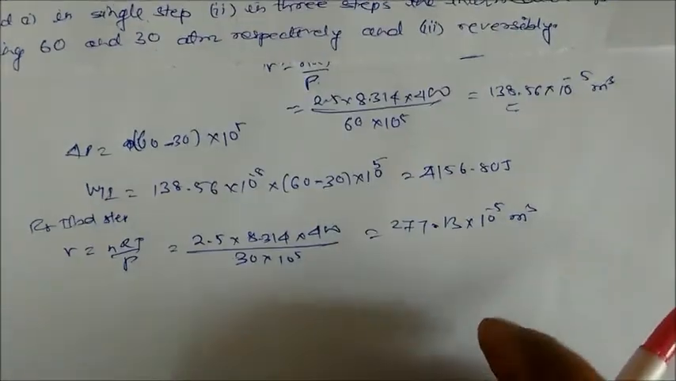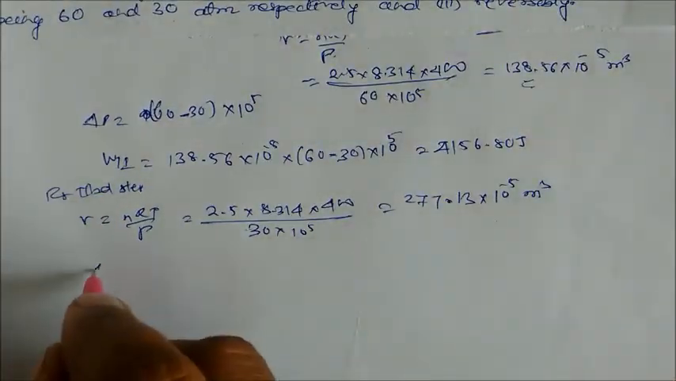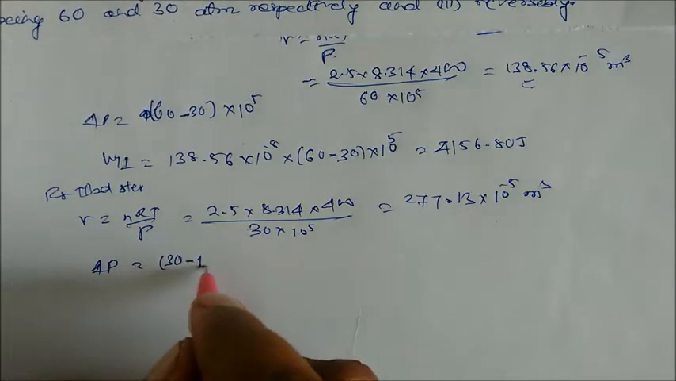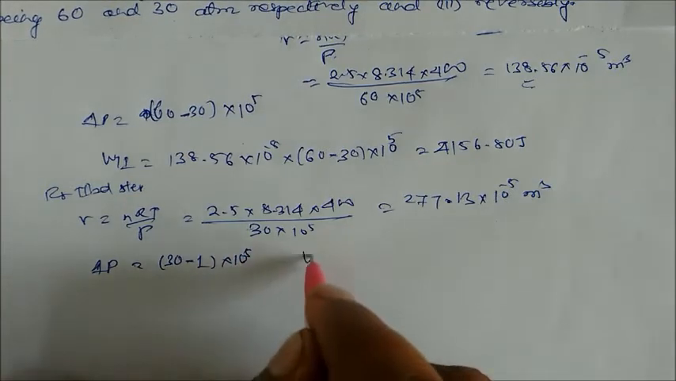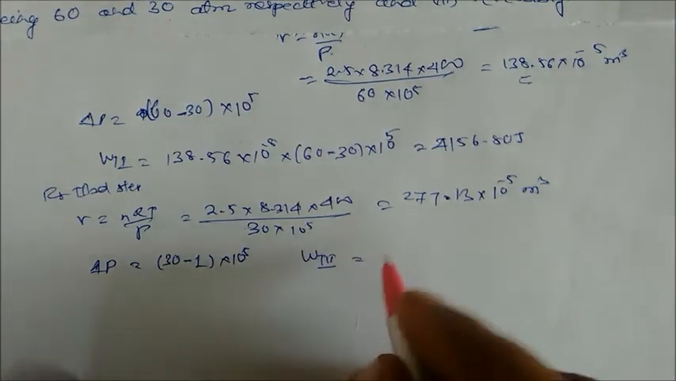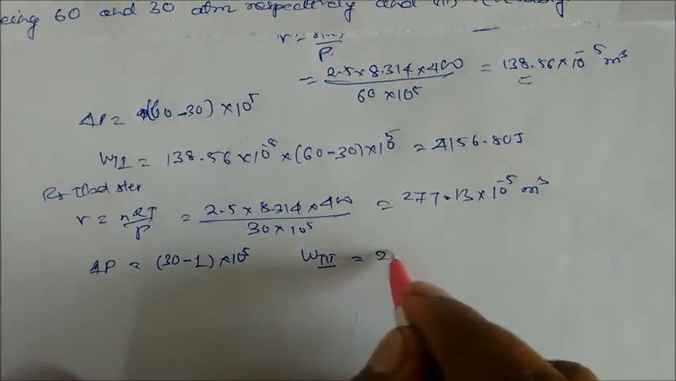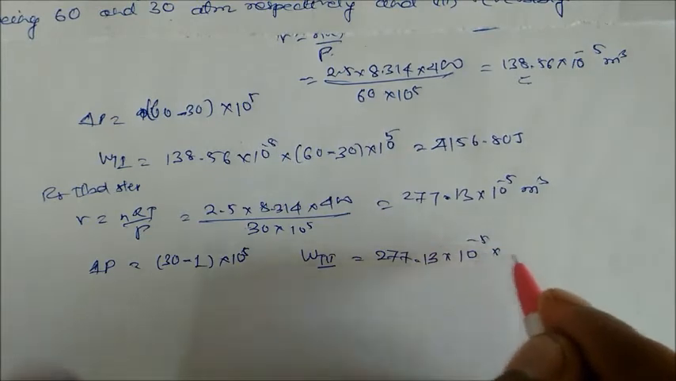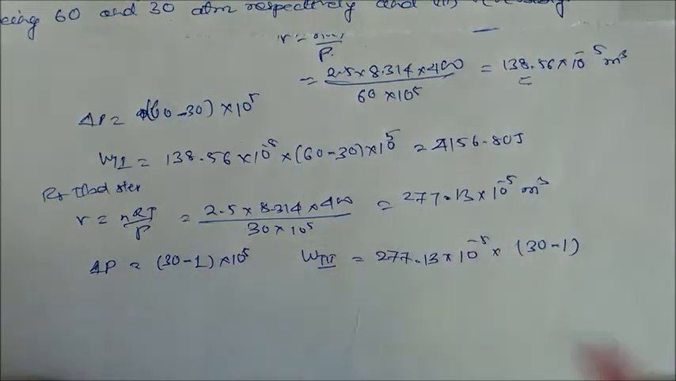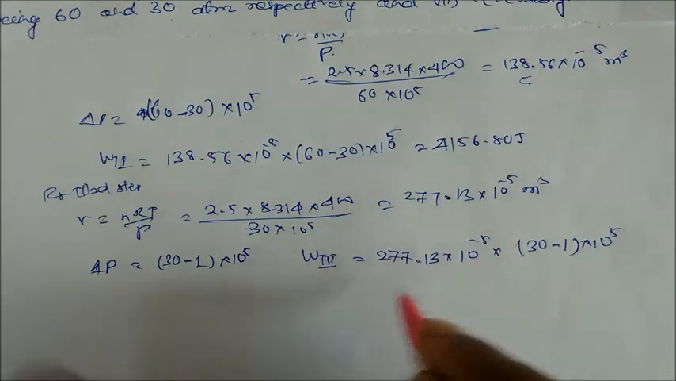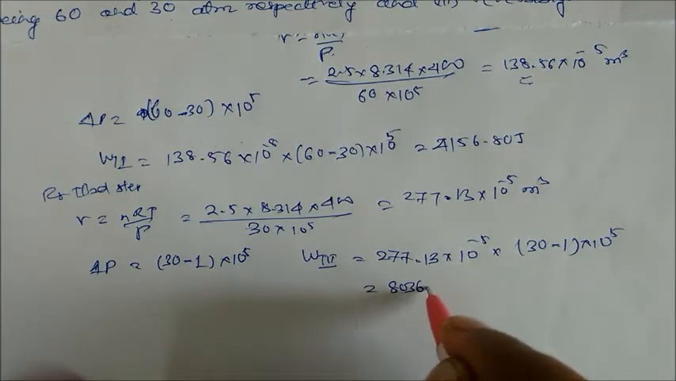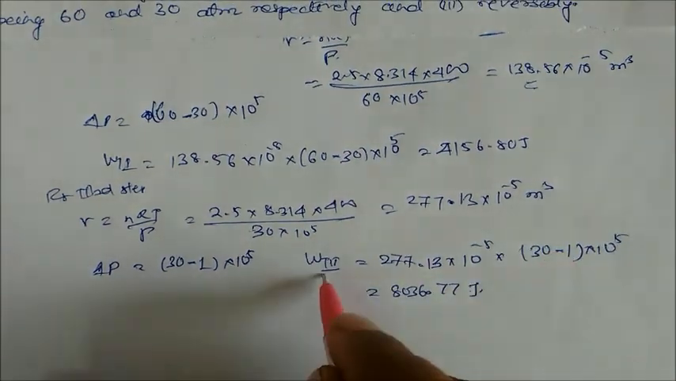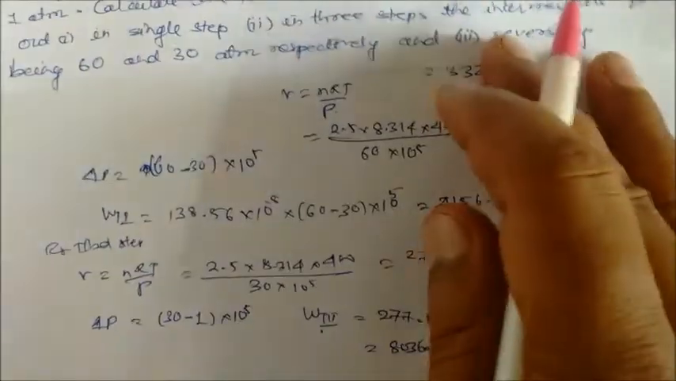Now in this case, the change in pressure will be again 30 minus 1 into 10 to the power 5. So the work done in the third case will be 277.13 into 10 to the power minus 5 into 30 minus 1, into 10 to the power 5. So here we will get work done 8036.77 joule. Okay, so this is the work done in the third step, this is work done 2, and we have work done 1 also.